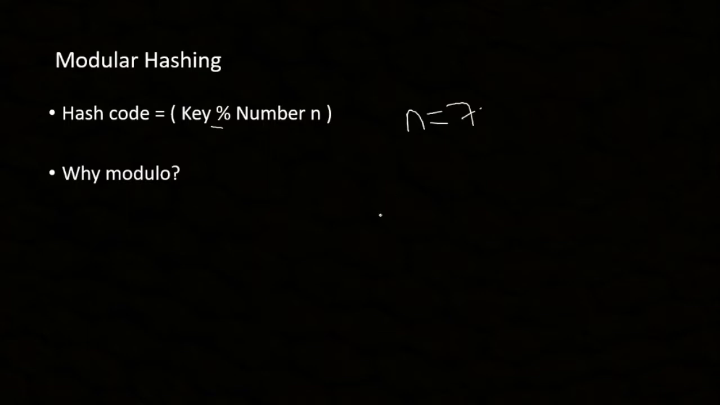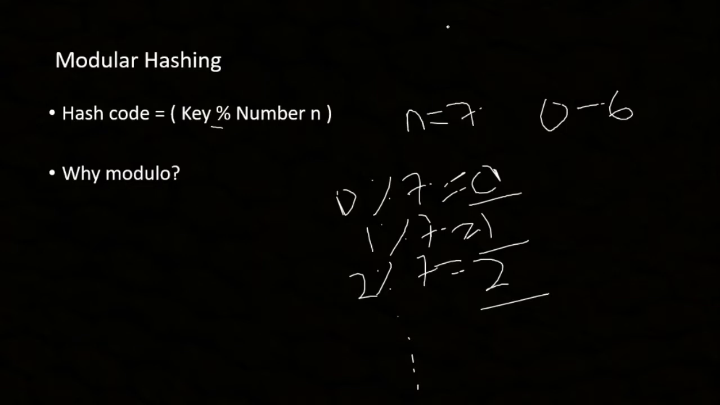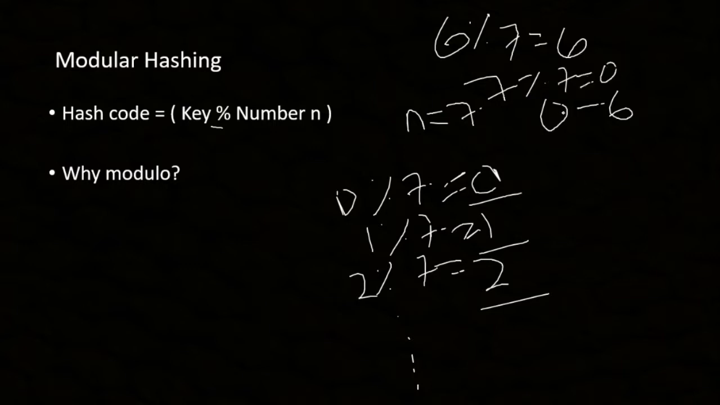7. So let's operate: 0 modulo 7 is 0, 1 modulo 7 is 1, 2 modulo 7 is 2, and so on and so forth. We will figure out that it has great variety, actually 7 different answers, only 0 until 6, because 6 modulo 7 is 6, and 7 modulo 7 is 0, and it will repeat the cycle. So it has a great variety of answers.